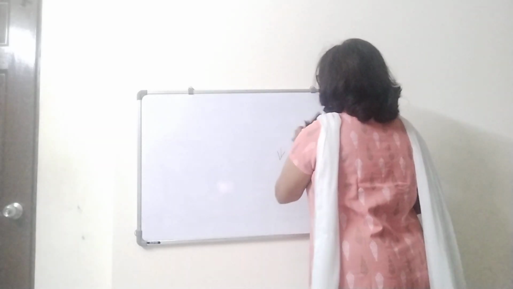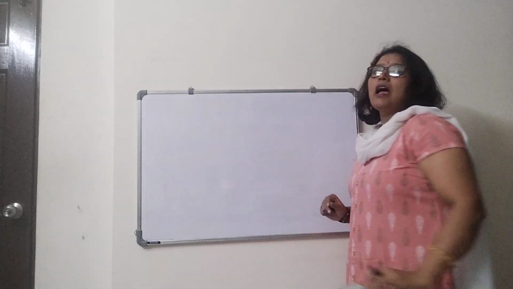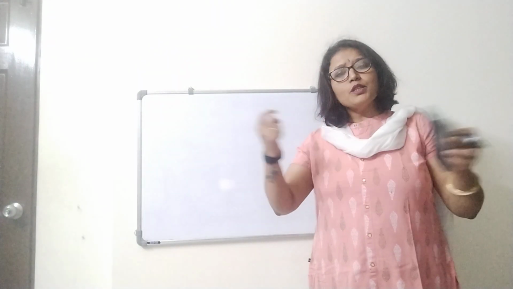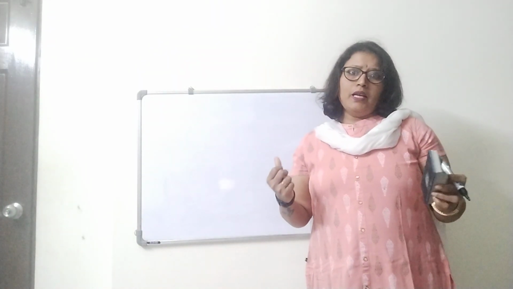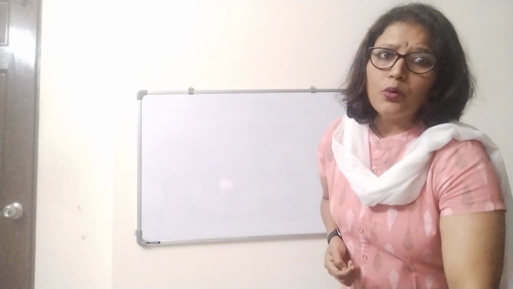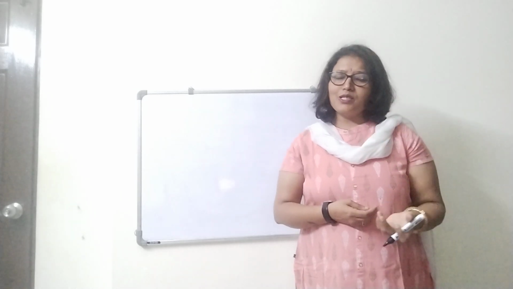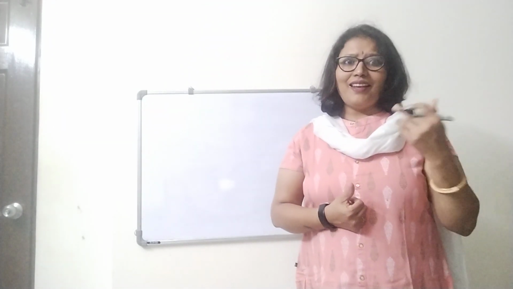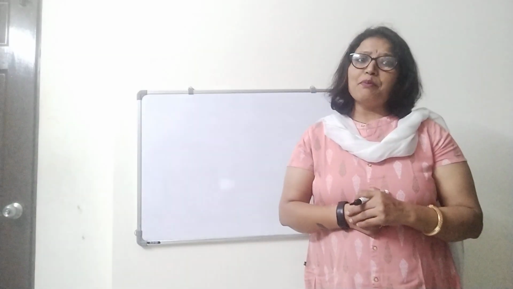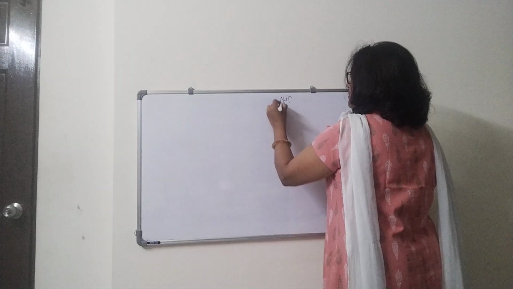We also call them concurrent lines, because using that common point we can also draw any number of lines. That is also called concurrent lines. So now we understood what a point is, then what a line, line segment and rays are. Now we'll move to the types of lines.